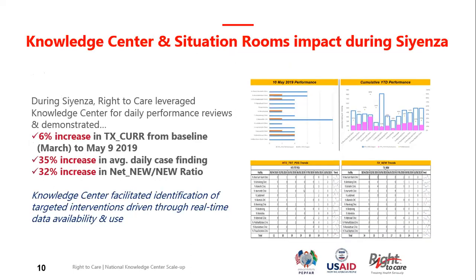So after the Cienza project run by USAID and the use of the Knowledge Center in daily performance reviews, we saw at the end a 6% increase in our TX_CURR from baseline. We had a 35% increase in case finding, or TX_NEW, and we had a 30% increase in our retention ratio, which was very important. And since then, we have scaled up these approaches across to our Zambian programs.